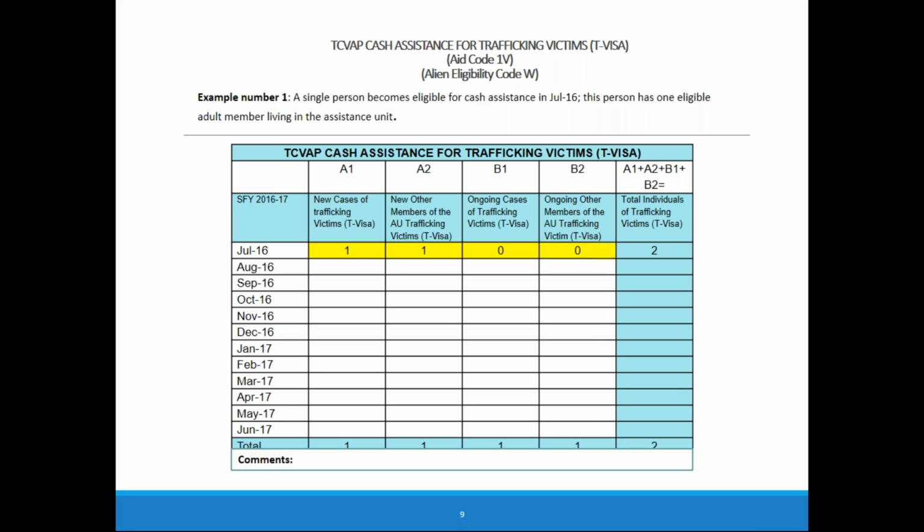Also note that the other adult member does not necessarily have to be another victim. It could be the victim's spouse or parent that lives in the assistance unit and is eligible for TCVAP benefits.